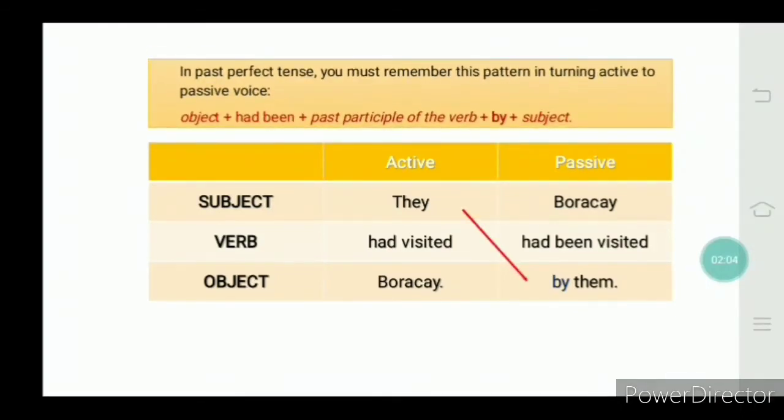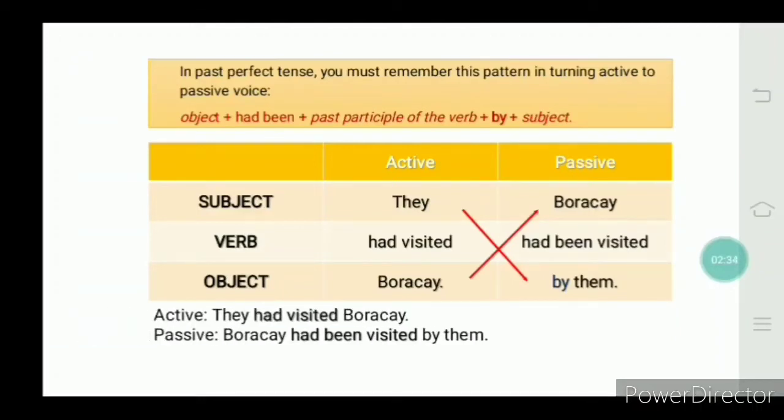So we have there our subject, which is they, will become them. In the passive, it will also become the object. And then our object, Boracay, will become our subject. So now we will have the sentence in passive voice, which is Boracay plus the had been plus the past participle of the verb visited plus the word by, and then our subject now them. So from active, they had visited Boracay. In passive voice, Boracay had been visited by them.